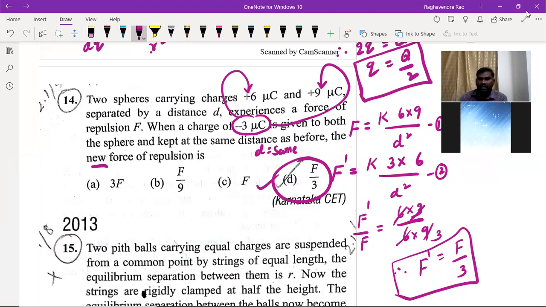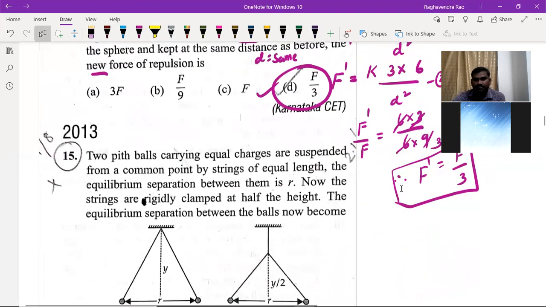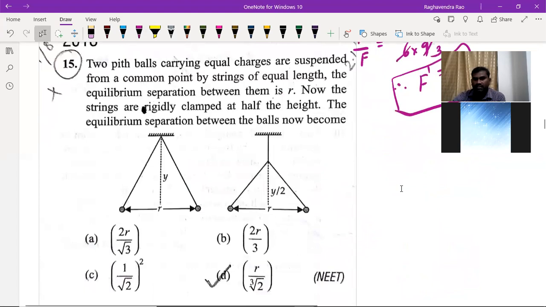Okay, charge is added to both the spheres and we calculate the force. And here also there is a repulsive force. Two pith balls carrying equal charges are suspended from a common point by strings of equal length. The equilibrium separation between them is R. What is my equilibrium separation?